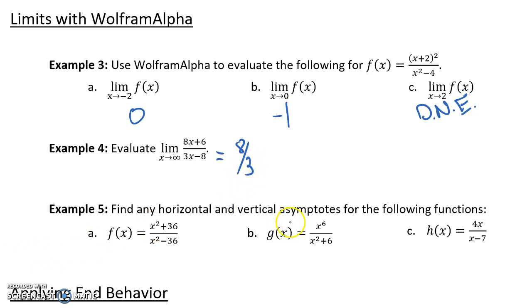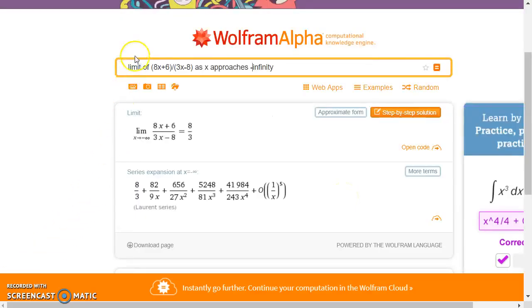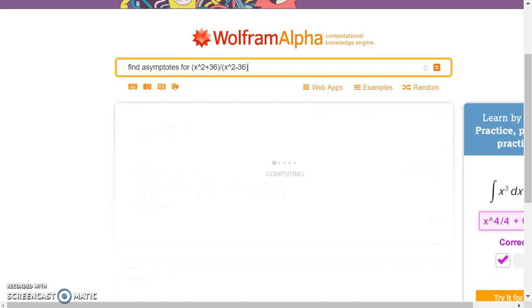One more type of problem that we've considered looking at by hand or evaluating by hand is finding any horizontal and vertical asymptotes for given functions. WolframAlpha can do that for us as well. When we did this by hand, we would have set up different limit statements. But what we can do is something a little bit simpler here, is we can just say find asymptotes for each of our given functions. So again, being careful with syntax and parentheses there, we want to find any asymptotes for this given function.